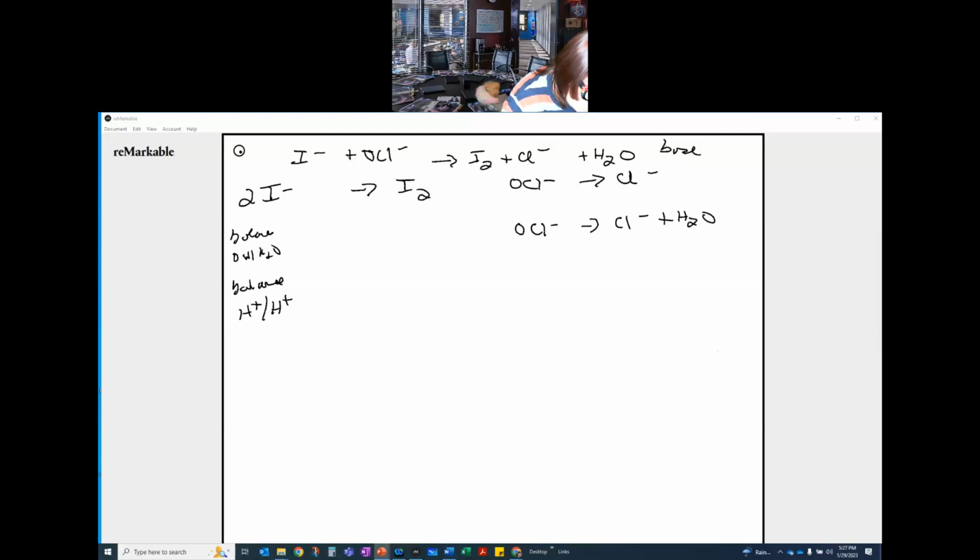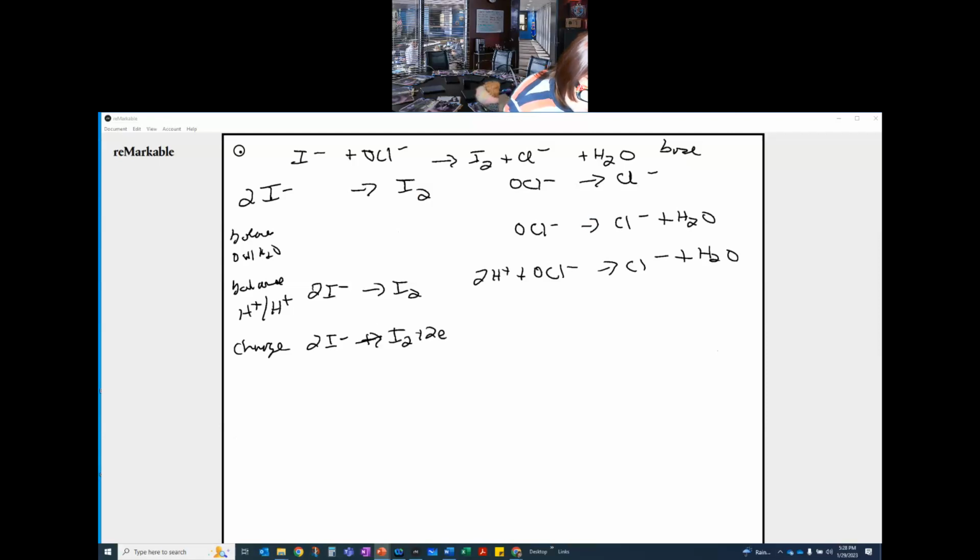I have now screwed up my H plus. H with H plus. So I'm going to ignore that iodine for a minute. I added 2 H's over here. So 2H plus OCl minus goes to Cl minus plus H2O. 2 I minus goes to I2. Now I need to look at charge. So I have 2 negative here and nothing here. So I'm going to add the 2 electrons on the product side. I2 plus 2e minus.